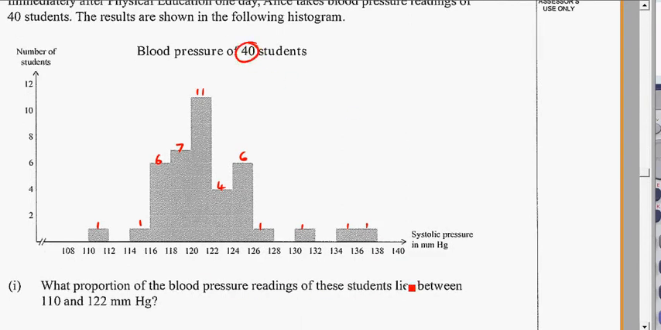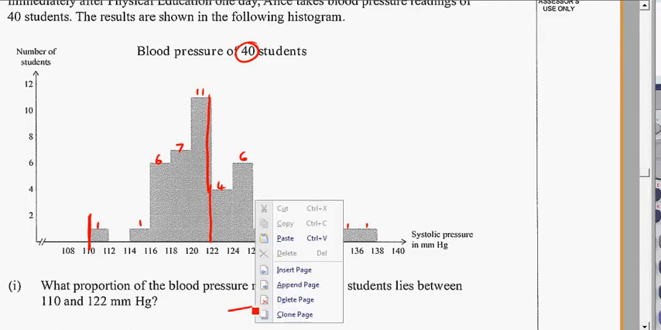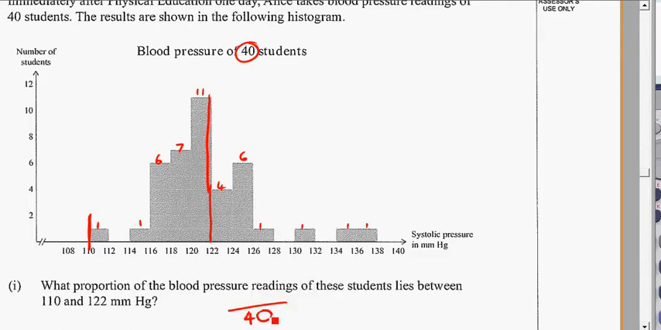What proportion lie between 110 and 122? So 110 is there. 122 is there. So the proportion of students out of the 40 students: 11, 12, 13, 20, 26. 26 out of 40, and we can simplify that to 0.65. So 65% actually of students have a blood pressure reading from this group.